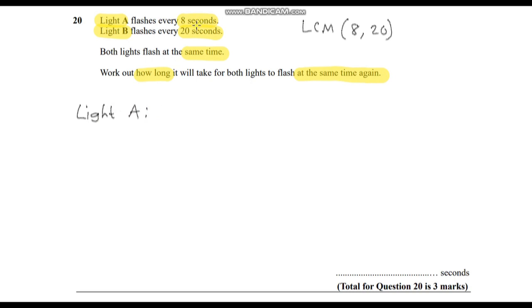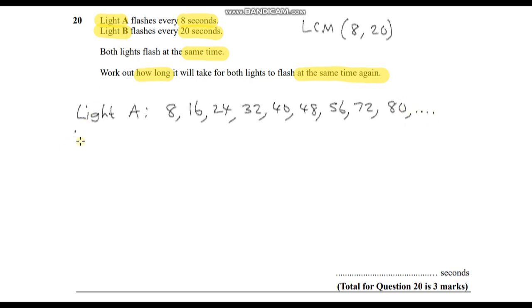If we think about light A, that flashes every 8 seconds. So it will flash after 8 seconds, after 16 seconds, after 24 seconds. All I'm doing is the 8 times table. So then it will be 32, 40, 48, 56, 72, 80, and so on. I don't know how far we need to go.